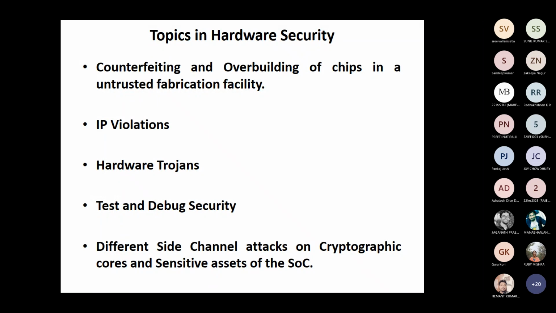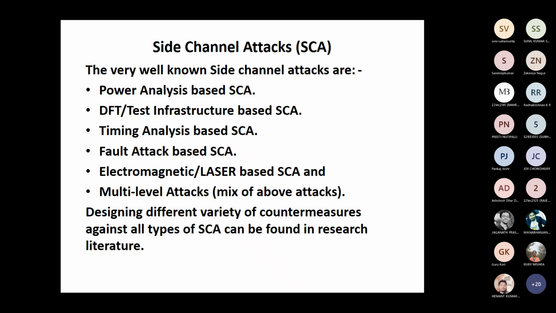And similarly, we are talking about test and debug security. There will be problems over there, and different side channel attacks on typical cryptographic codes and sensitive assets. Whenever we talk about a side channel attack, we are not trying to extract the exact information from the IC, but through particular phenomena, such as power analysis based attacks. Every IC gives a typical power signature, and through that power, the attacker can find out what information is available. So through a side channel attack, what they try to do from an IC or SoC is to extract relevant information that could be leaked. That can happen through power analysis.